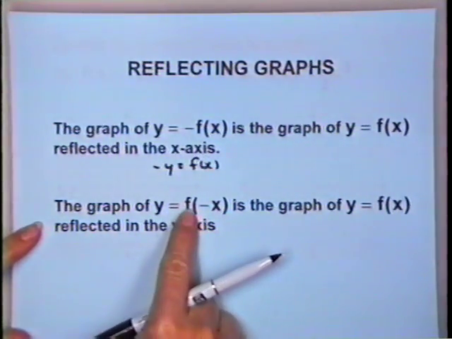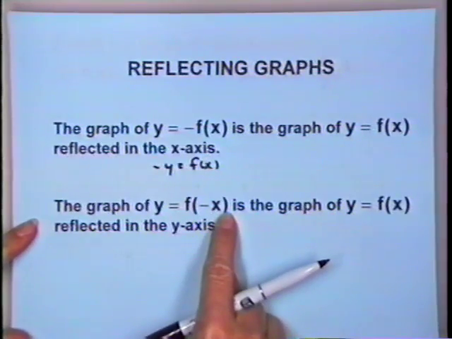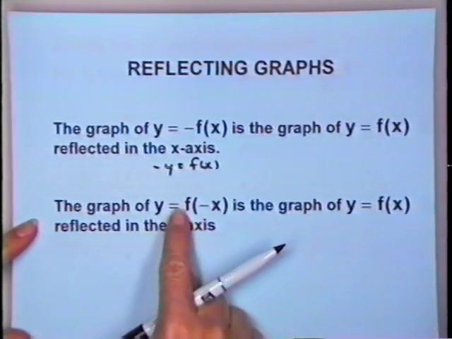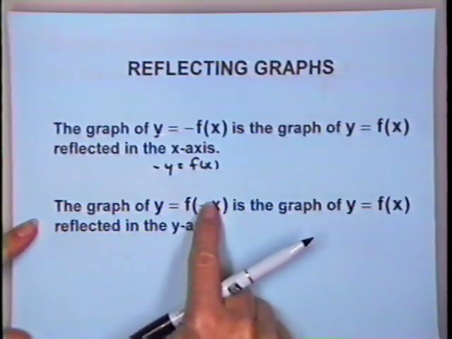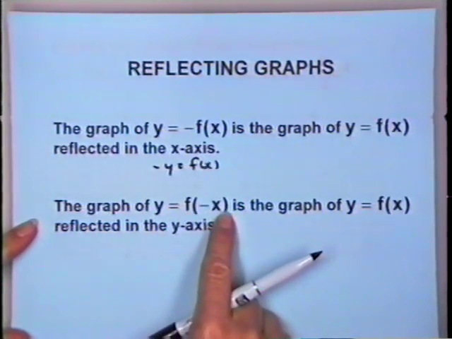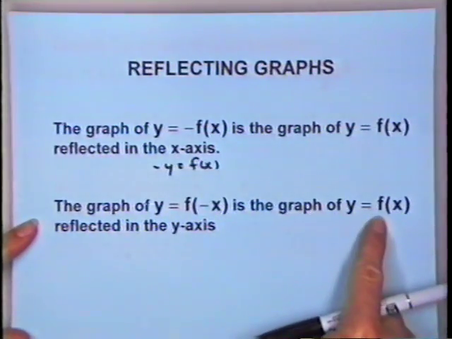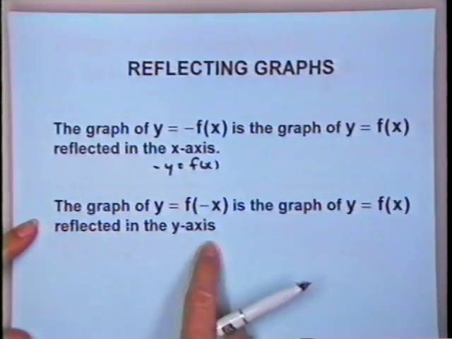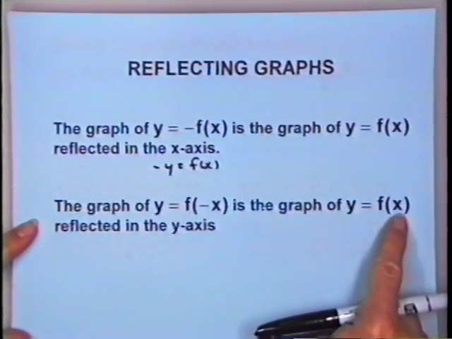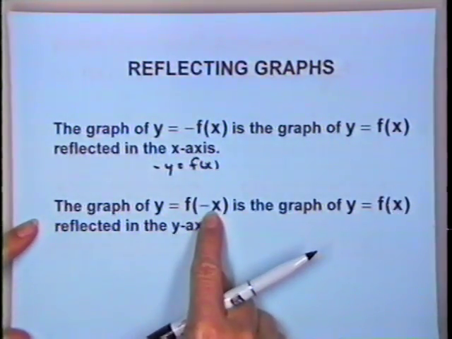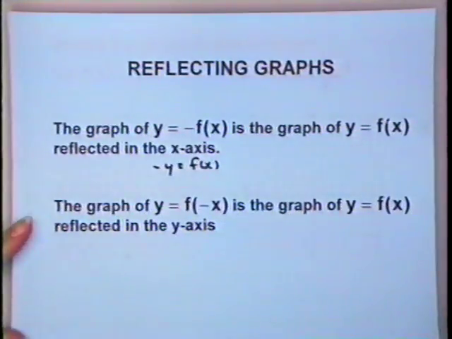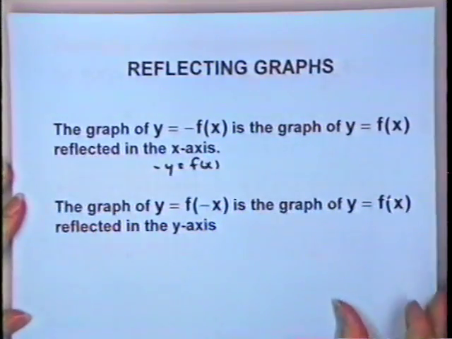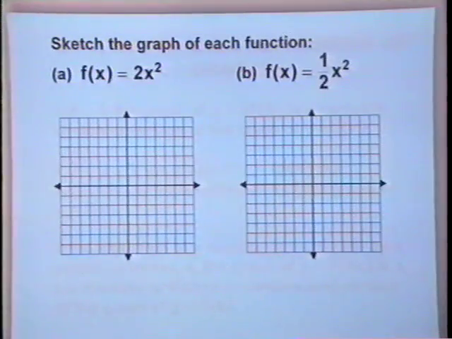The graph of y equals f of negative x. Notice here, our negative is not in front of the function, but it's on the x. Y equals f of negative x. This graph is the graph of y equals f of x reflected in the y-axis. Notice here, x has been changed to negative x. X to negative x reflects you over that y-axis. Okay? Now, there's one other concept that I want us to talk about, and that is in terms of what happens when we have a number multiplied times something.